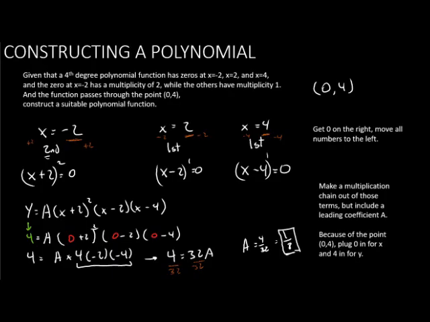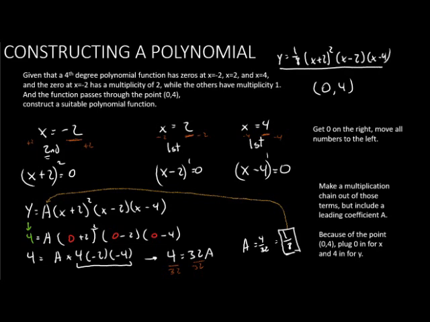Now that I have my a value, I will take that 1/8 and place it where the a was located. So, my final polynomial is y equals 1/8 times (x plus 2) squared times (x minus 2) times (x minus 4). And now we have constructed our polynomial.